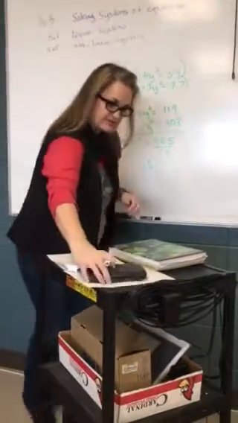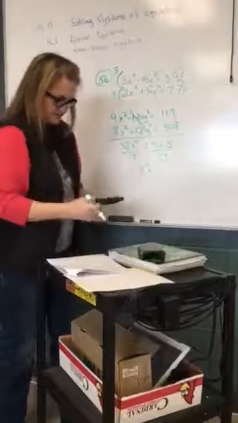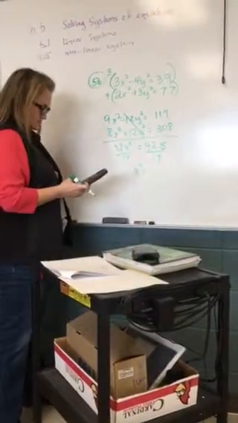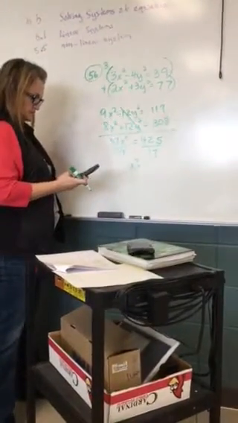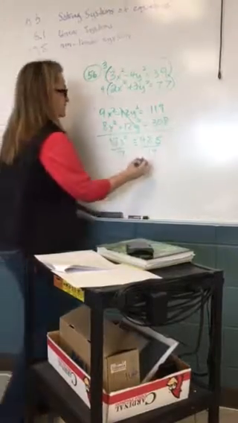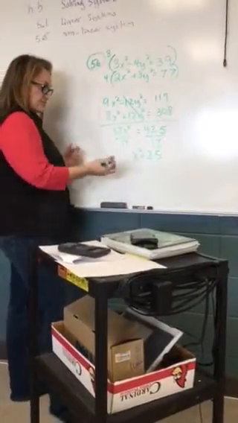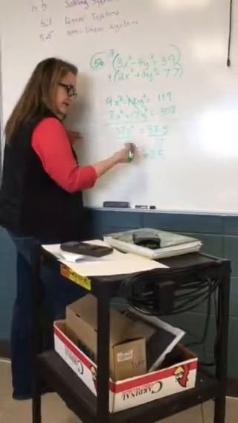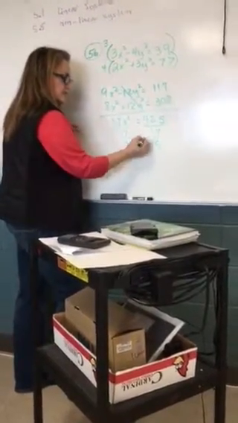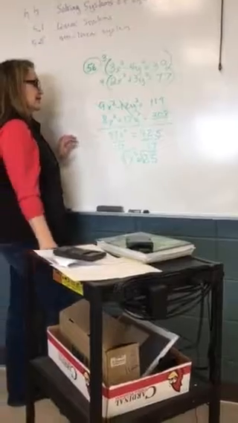I need that calculator this time. 25. Okay, and that's convenient because 25 is a perfect square. It wouldn't have to be, but it makes it nice. So when I square root each side, I'll get a nice number.